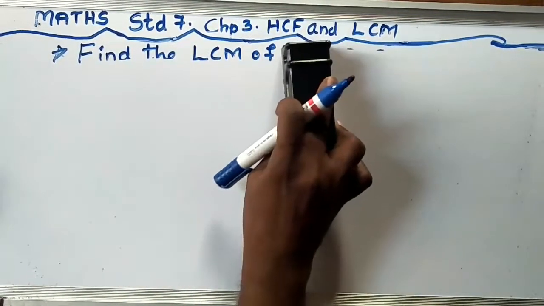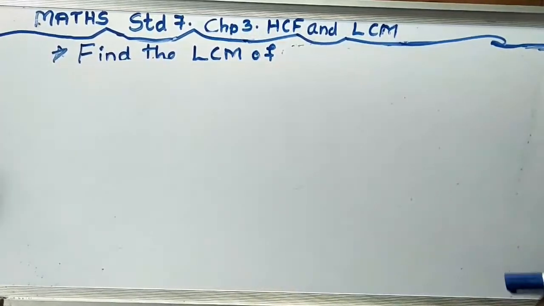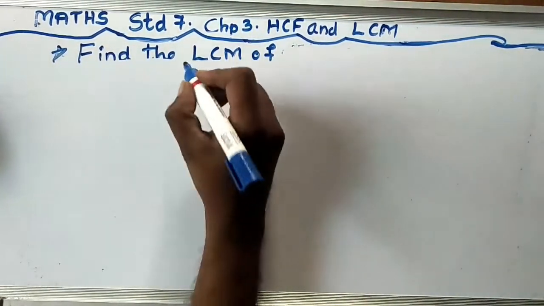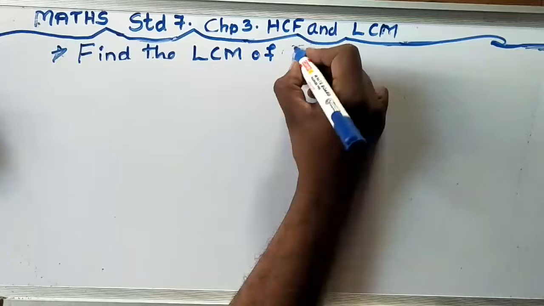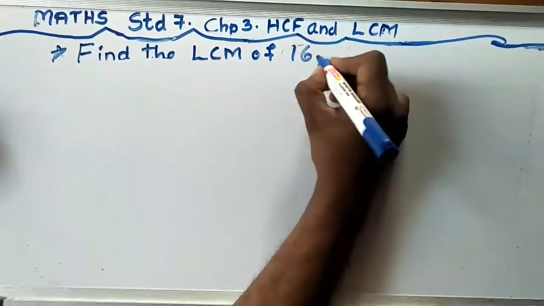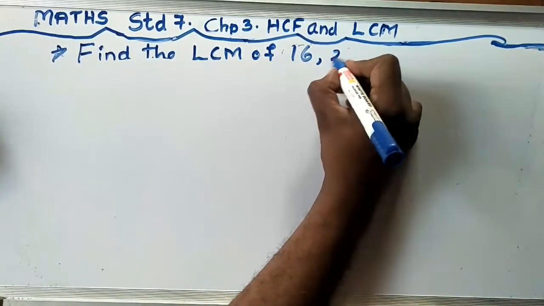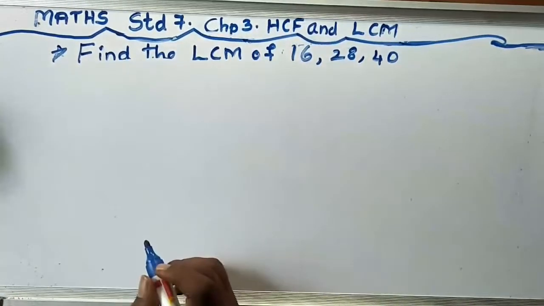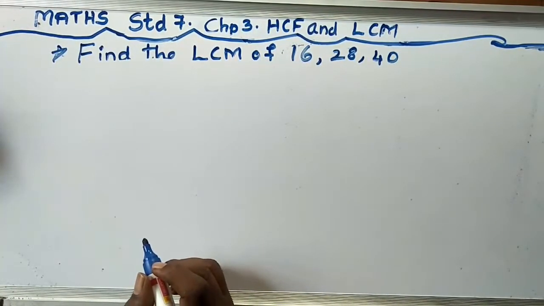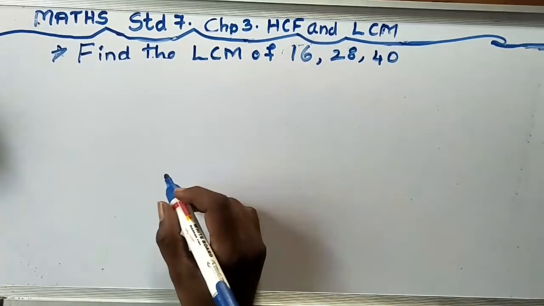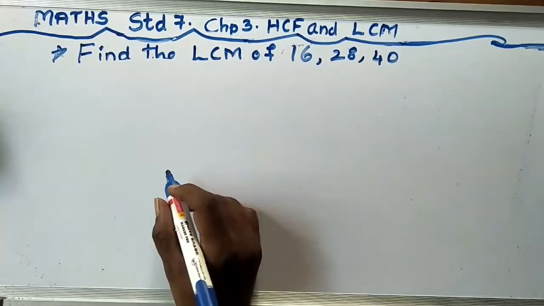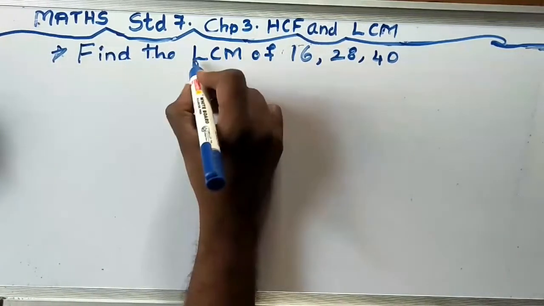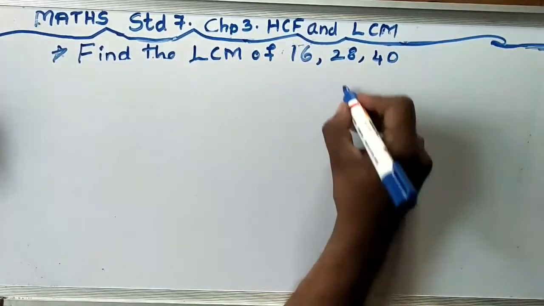Let's change the number. Let me take another number: 16, 28 and 40. There is one more method to find this. We call that the vertical method. Now, before we do the vertical method, let me find this by the prime factor method.